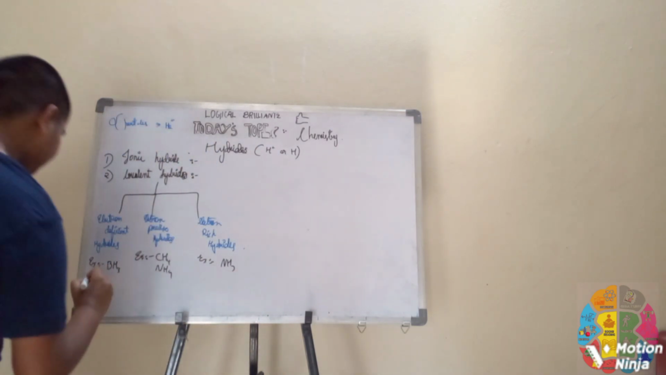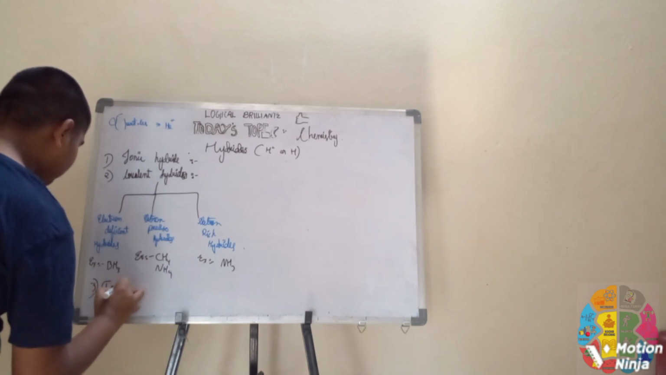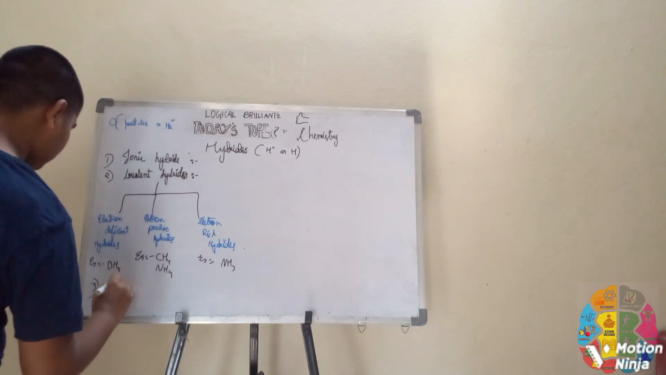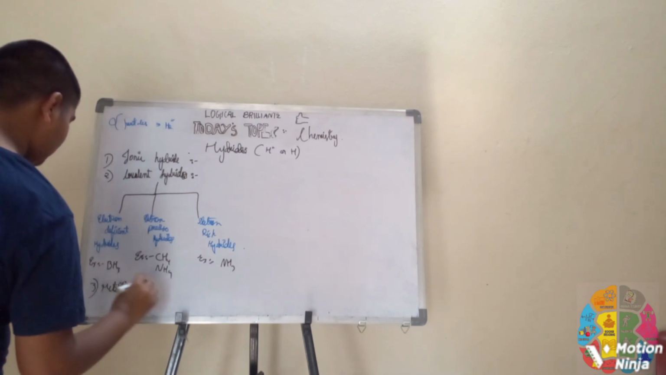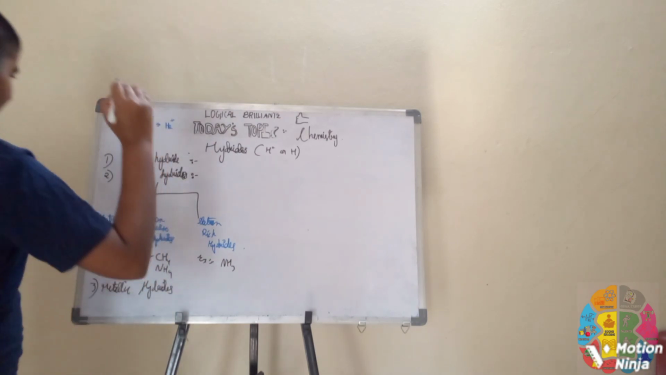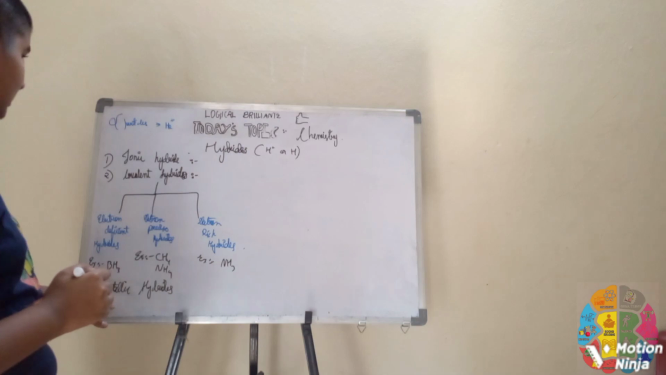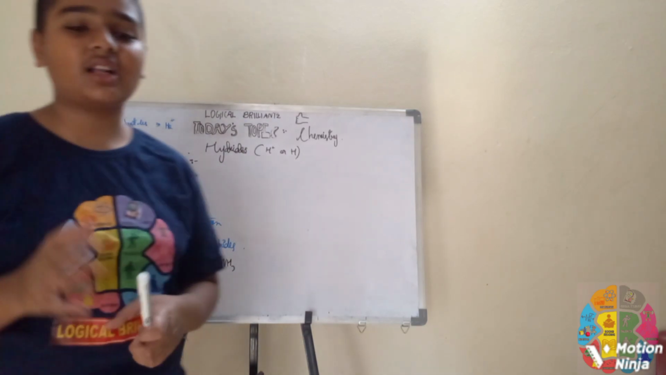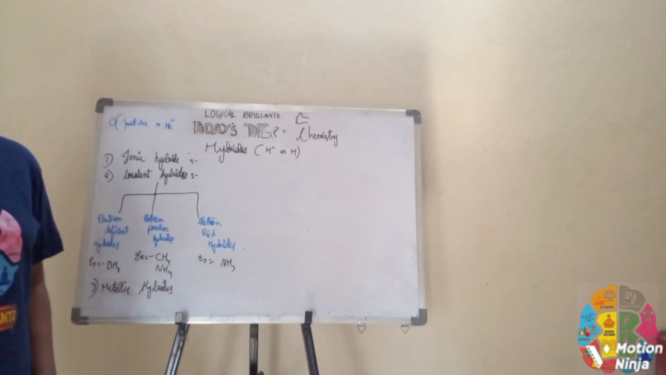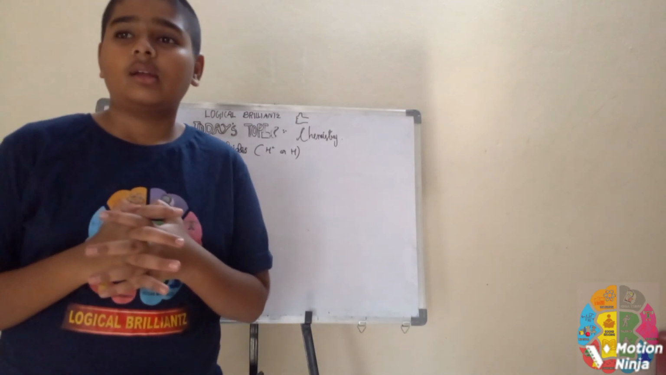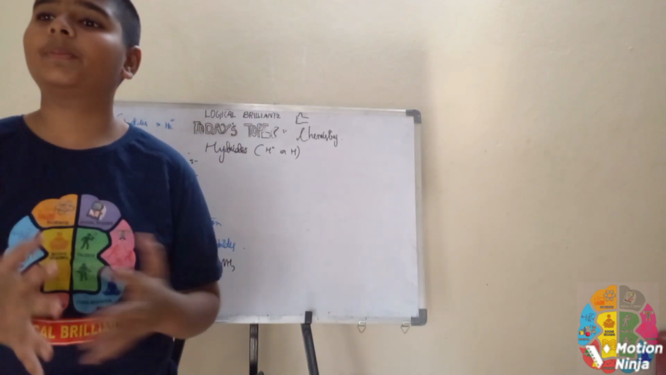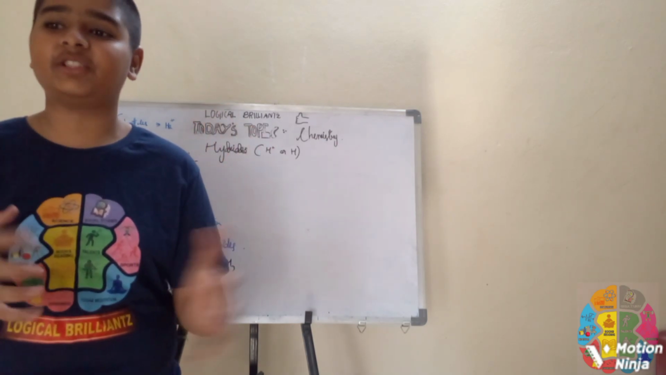And the third one, metallic hydrides. And these metallic hydrides are also called interstitial hydrides, because in every metallic hydride, hydrogen was thought to be in the interstitial position.